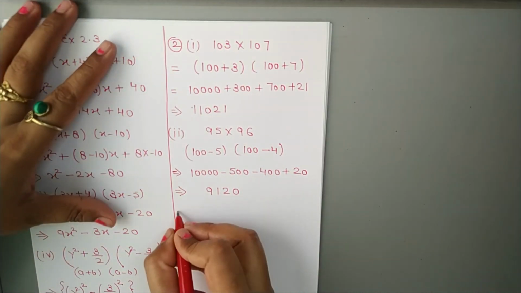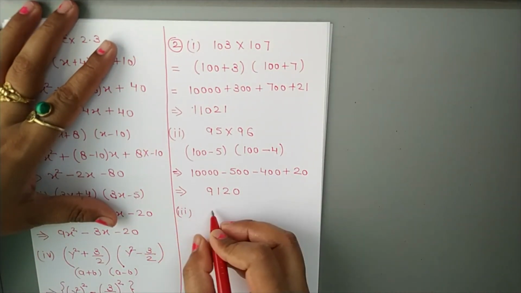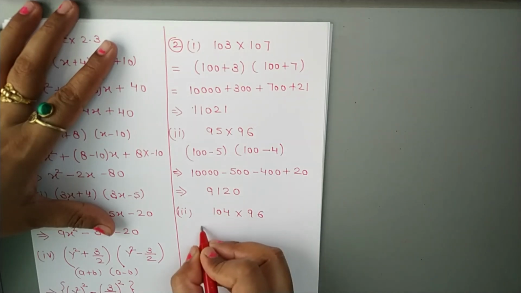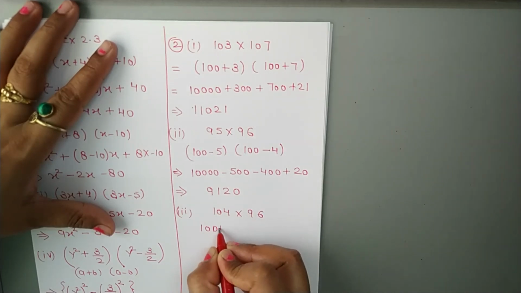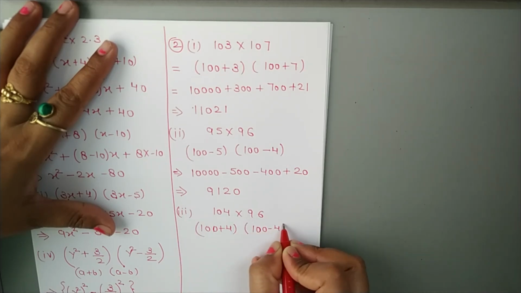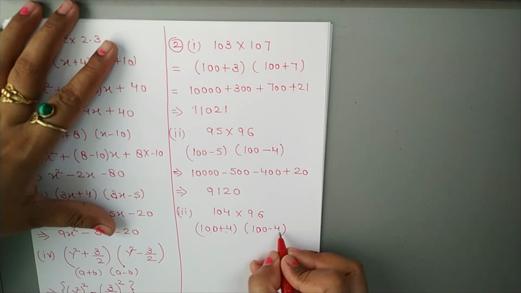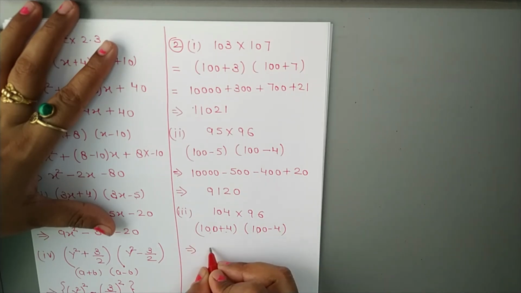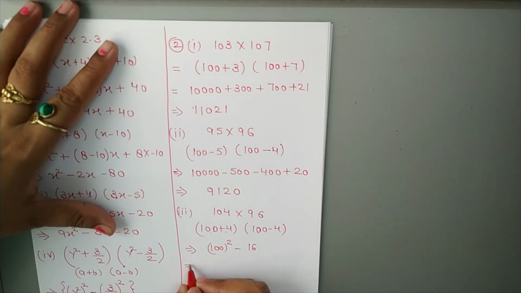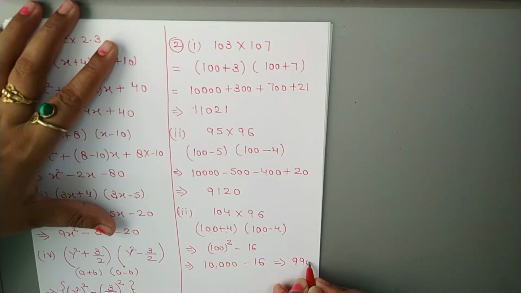Move on to the third part, that is 104 into 96. So it will be 100 plus 4, then 100 minus 4. So (a plus b)(a minus b) becomes a square, that is 100 square minus 4 square, 4 4s are 16. So it will be 10,000 minus 16. So the answer is 9,984.